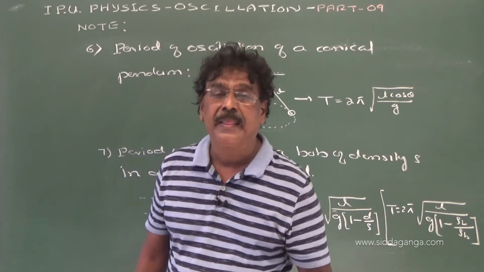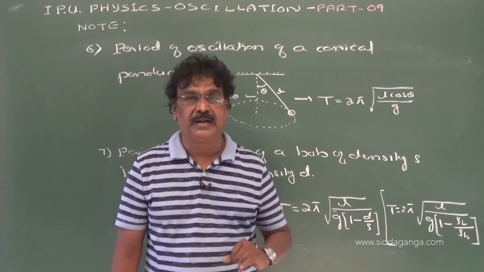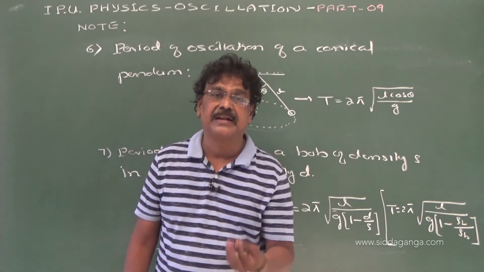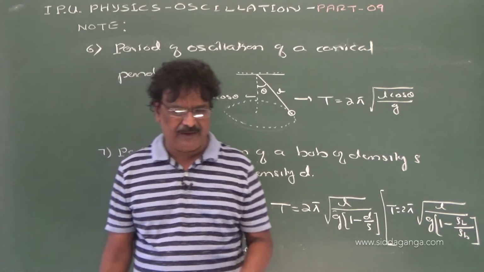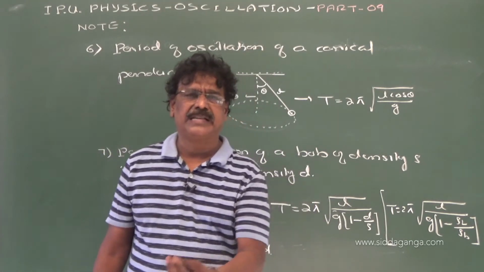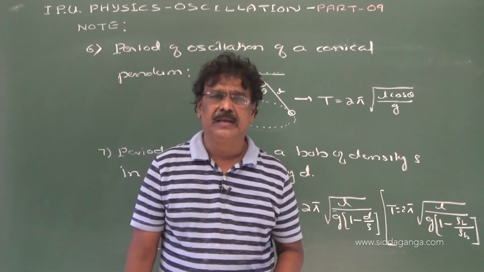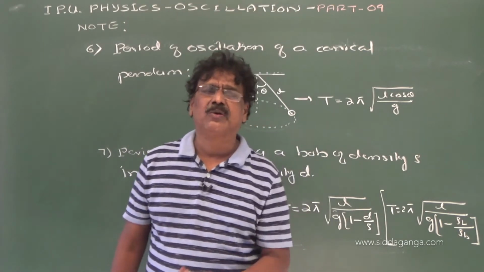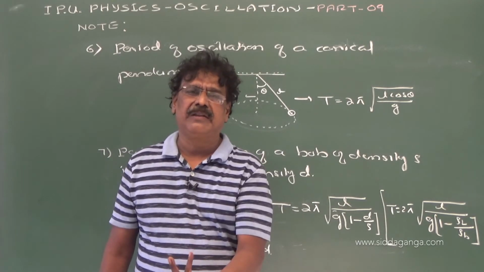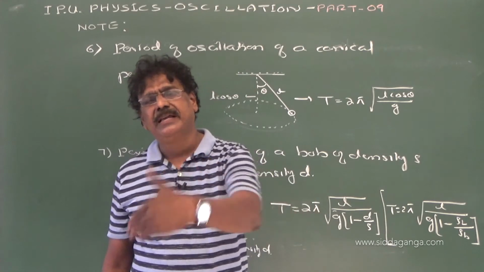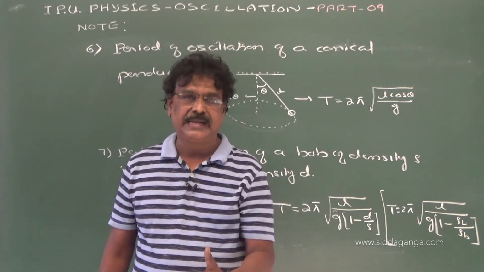And we have discussed the factors on which acceleration due to gravity depends. You might be asked, what is the period of oscillation of a pendulum at the center of the earth? At the center of the earth, g is equal to 0. When g is equal to 0, T is equal to infinity. So the period is infinity, but a simple pendulum won't oscillate at the center of the earth.